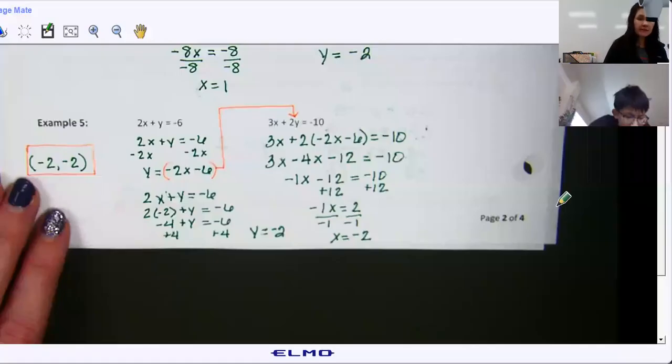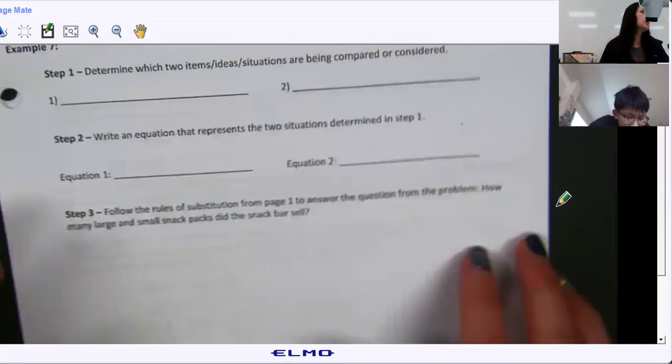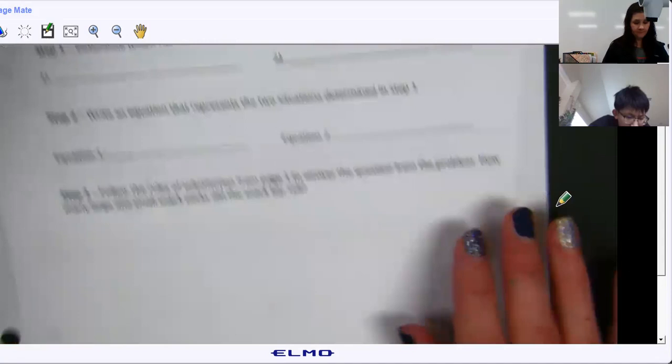Okay, we're going to move on to example six. Example six does involve fractions. So we're going to work this out together.